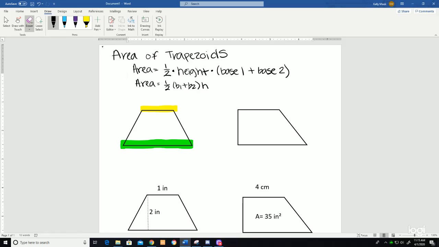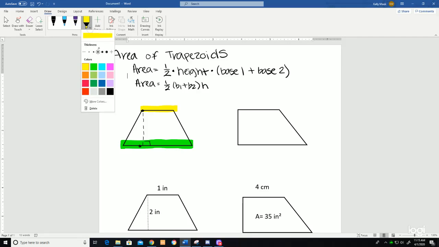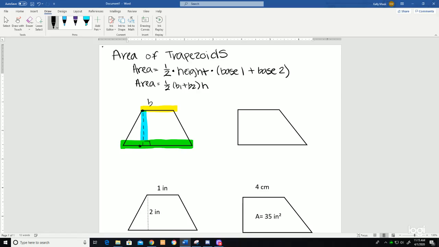And let's talk about the height. Remember again that the height is a straight line connecting the tallest point of the shape to the lowest point of the shape. It is perpendicular, meaning that it makes a right angle down here. So this right here will be our height. Let me highlight that for us. So let's put some labels on this shape here. So this is base 1, base 2, and then this guy right here is our height.